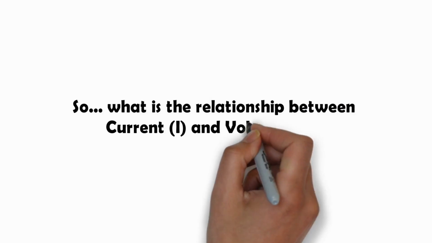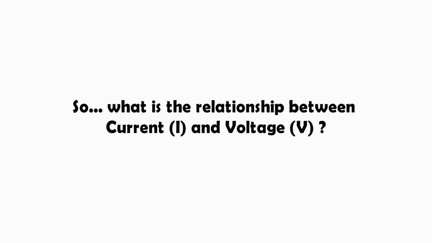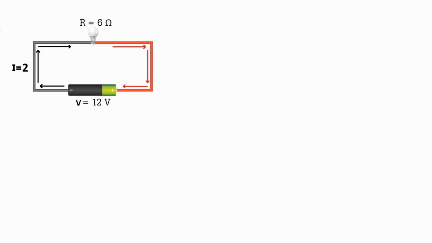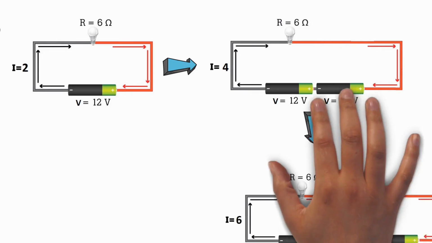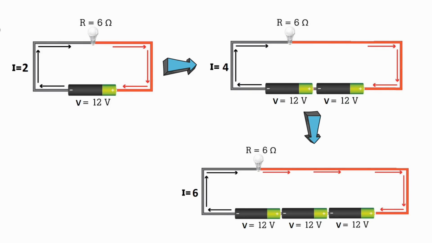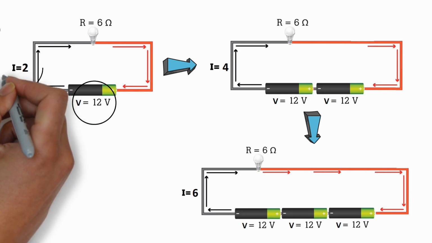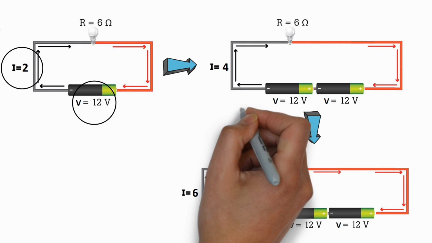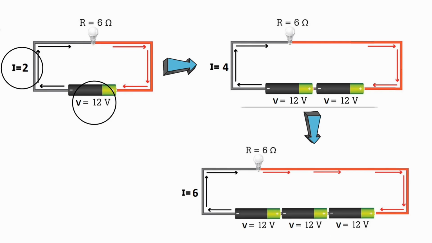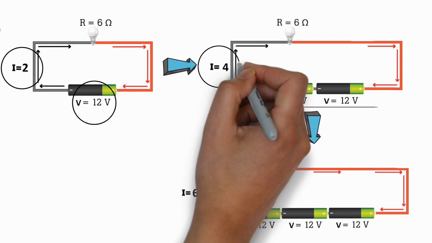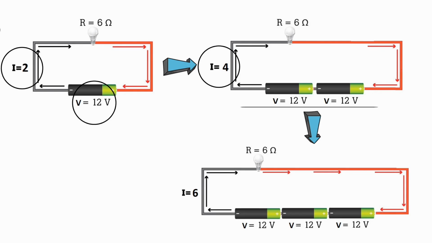So, what is the relationship between current and voltage? Let's take a look at these graphics. Notice that when we double the number of voltage, the number of current also doubles up. From the initial picture, the voltage is 12 volts and the current is 2 amps. When we double the voltage, making it 24, the current also doubles up from the initial 2 amps to 4 amps. Moreover, when we triple the voltage, making it 36 volts, the current also triples up from 2 to 4 to 6 amps.